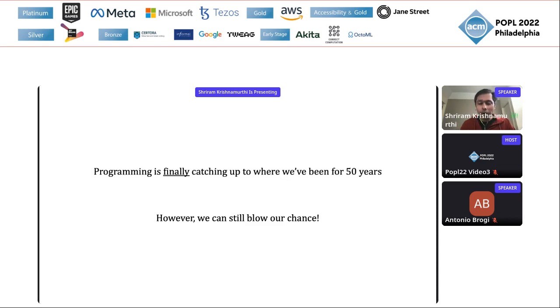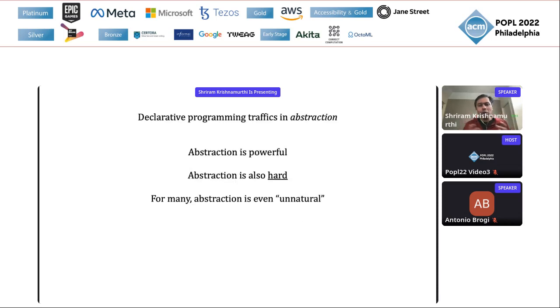So one point I want to make is, declarative programming traffics in abstraction. That's like our great power. Abstraction is powerful. It's beautiful. I love abstractions, but we should also acknowledge that they're hard. Maybe they're even "unnatural." I don't know, I'm going to put that in quotes, but it doesn't matter.